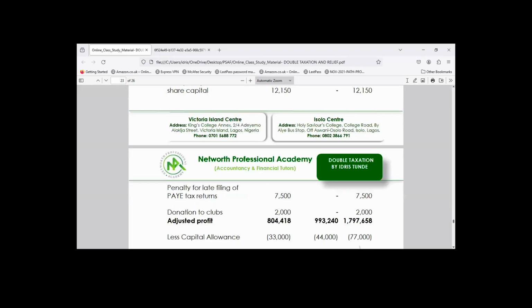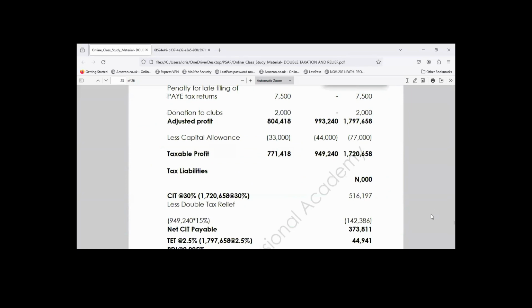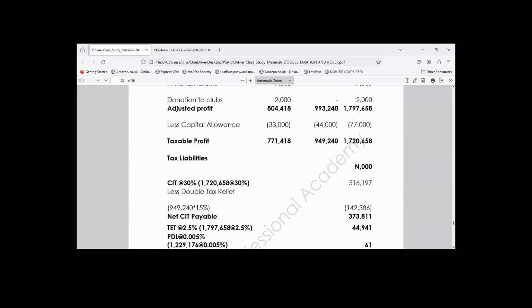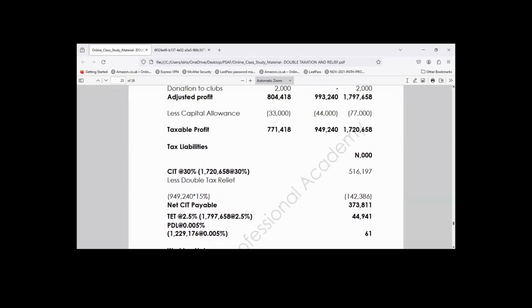In that case, half of Nigeria tax rate is 15%, and the Canada tax rate is 35%. Since 15% is less than 35%, I'm going to take 15% as my double taxation relief rate. So my double taxation relief rate is 15%. I'm going to compute it on foreign income, foreign taxable profit. Once I get it, I will less it from the total Nigeria tax. This is the net CIT payable.